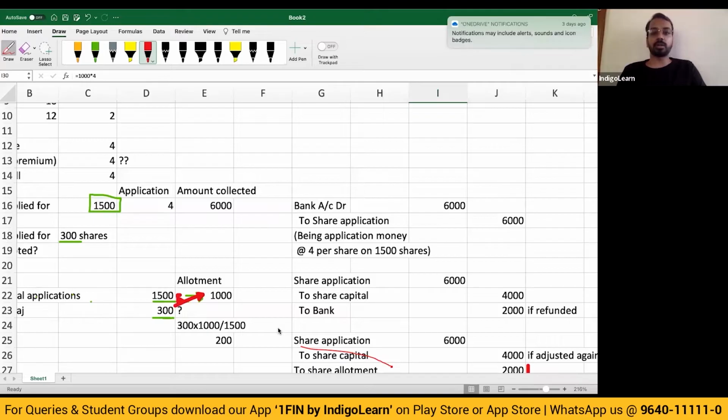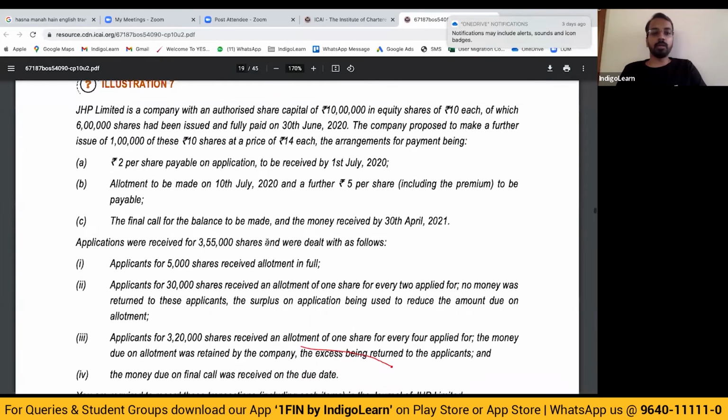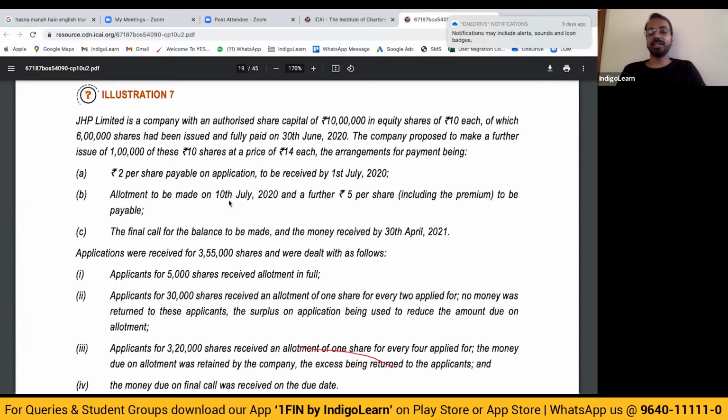So let me just pull out a question. We'll do this one by one. We'll take up each of the line items, unless you have some other question for me to solve. Illustration 7. Okay. Thanks, Ishika. Just quick enough to look at the illustration. Doing illustration 7 from the study material.